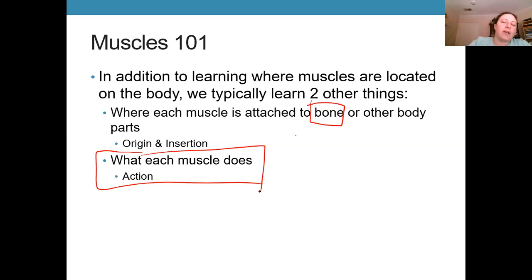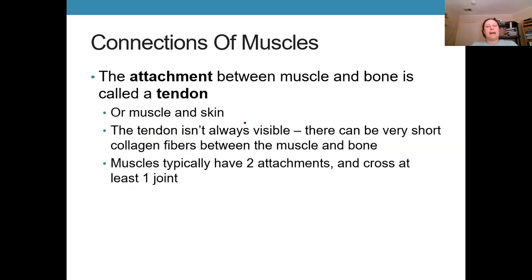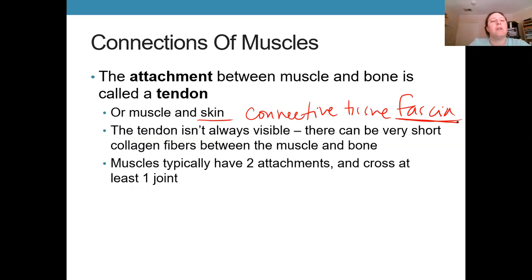The old school way of talking about the attachments are origin and insertion, and I'll define those, but what you guys need to know is just attachment. So an attachment between muscle and bone is generally called a tendon. Sometimes the muscle is actually attached to skin, and occasionally the muscle is attached to the connective tissue of another muscle, so the fascia between muscles.